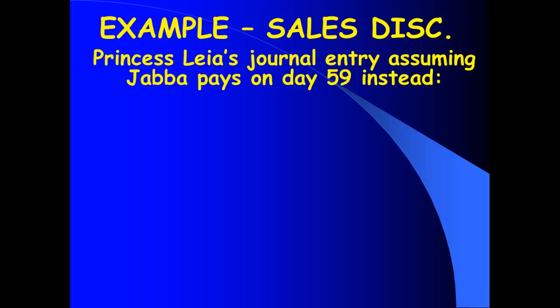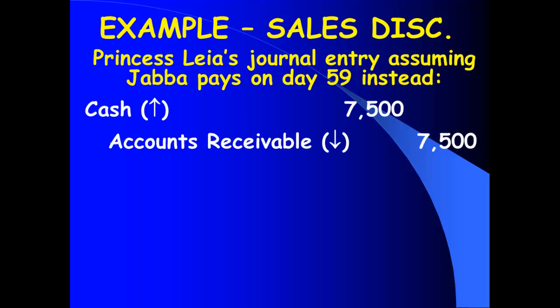$7,500. What do I have more of? Cash, an asset, goes up with a debit. And what do I have less of? Accounts receivable, an asset, goes down with a credit. So if he doesn't pay in a timely manner, he doesn't take the discount. It doesn't show up anywhere.